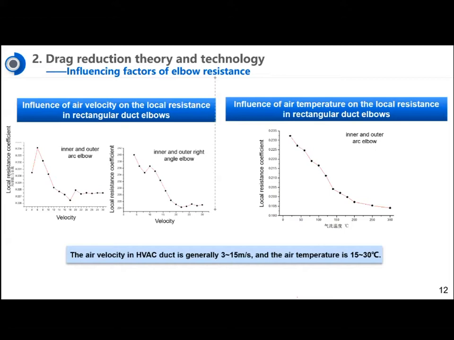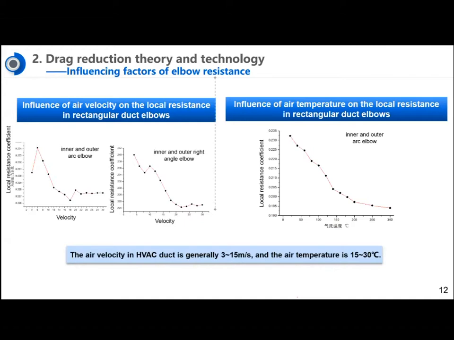First, let's take a look at the influence of the air velocity on the local resistance loss of the inner rectangular duct air elbow. Then the influence of the air temperature on the local resistance loss of the inner rectangular duct air elbow is shown on our right.